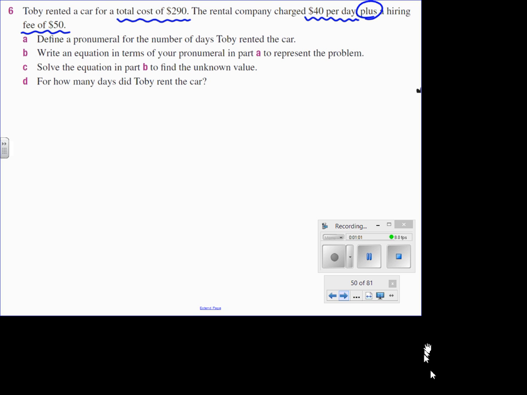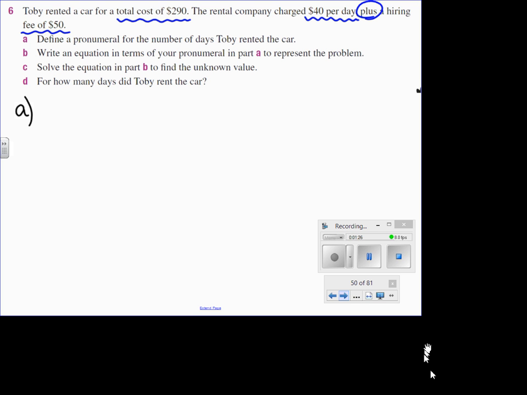So Toby rents a car. The rental company charges him $40 every day, plus they charge him an additional $50 just for the hiring fee. So that means depending on how many days he hires the car for, he might be paying a little bit more money.